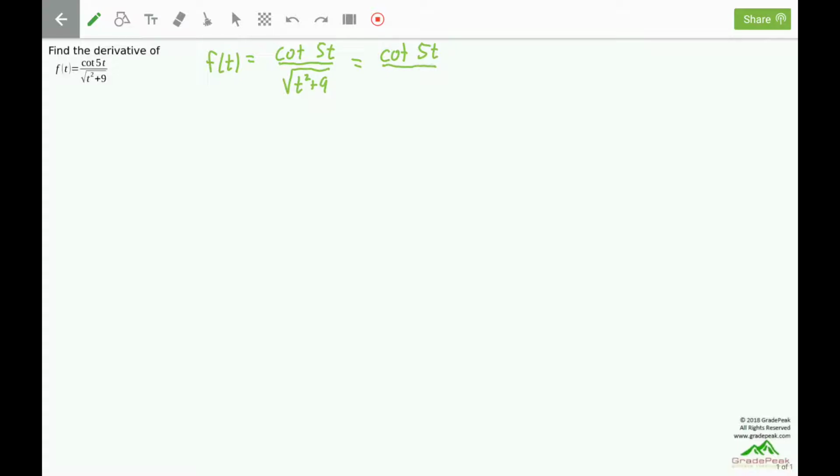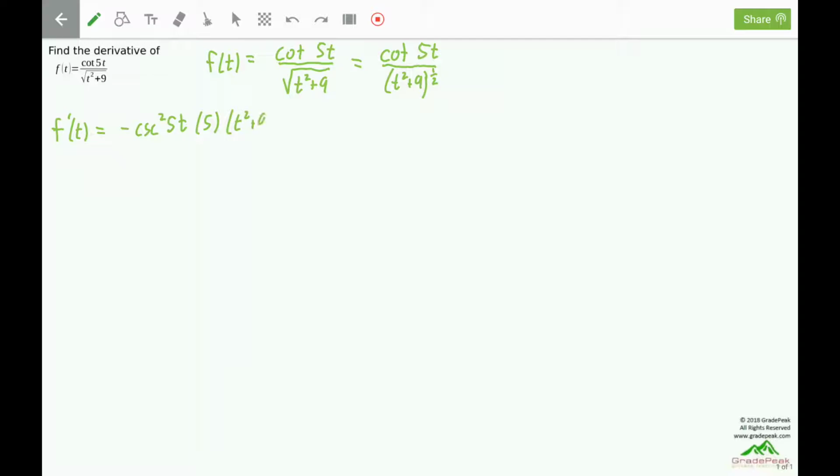a fractional exponent. It's t squared plus 9, and then to the 1/2 power. So the derivative will follow a quotient rule. Quotient rule says take the derivative of the numerator. Well, the derivative of cotangent is negative cosecant squared. Leave the inside alone, but then multiply by the derivative of the inside to complete the chain rule.